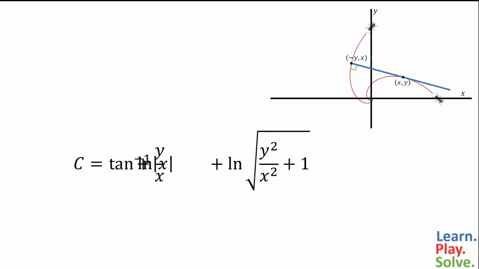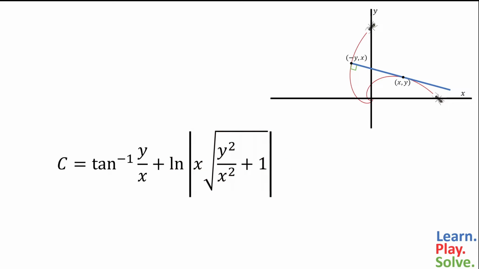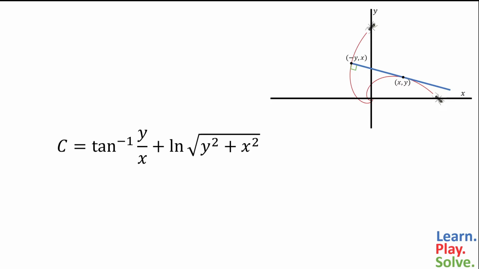Now let's add ln x to the other side. This is a sum of 2 logarithms, so we can combine them into one single logarithm by multiplying the arguments. Then distribute the x into the radical to get the square root of x squared plus y squared. This equation is written in rectangular form with coordinates in x and y.